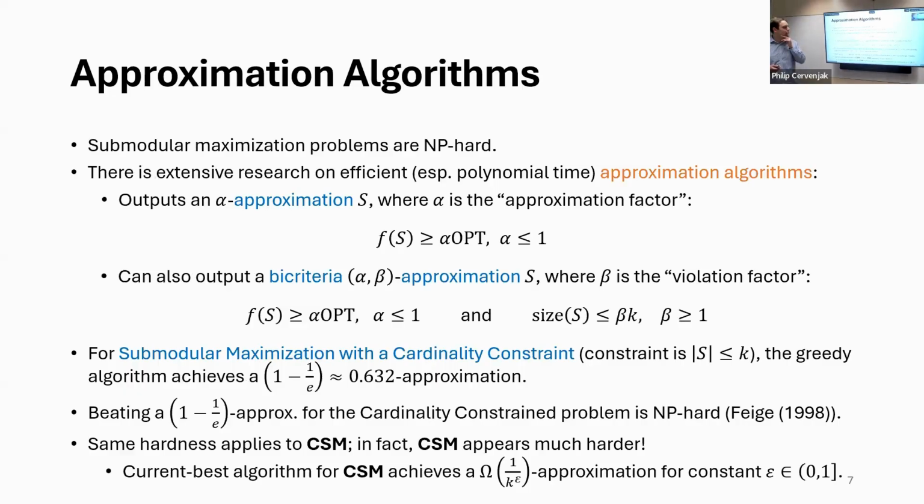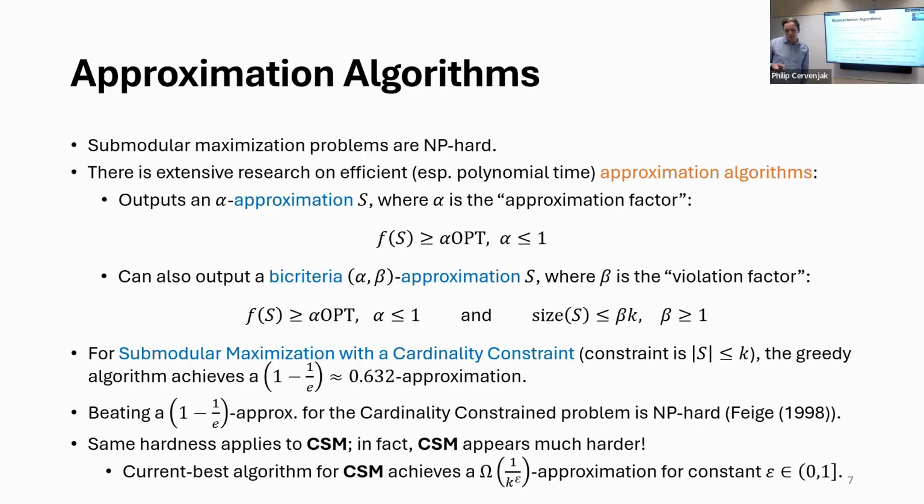Okay, so now we'll introduce the kind of algorithms we'll consider. You have to consider approximation algorithms because generally submodular maximization problems are NP hard. And in fact, there's a huge literature on approximation algorithms for these kinds of problems. Just to define this, an approximation algorithm outputs, let's say, an alpha approximation, where alpha is called the approximation factor. And it means that the value of the solution is within an alpha factor of the optimal solution.